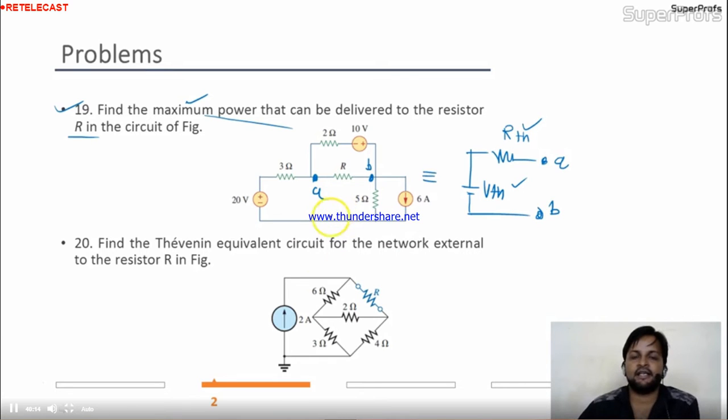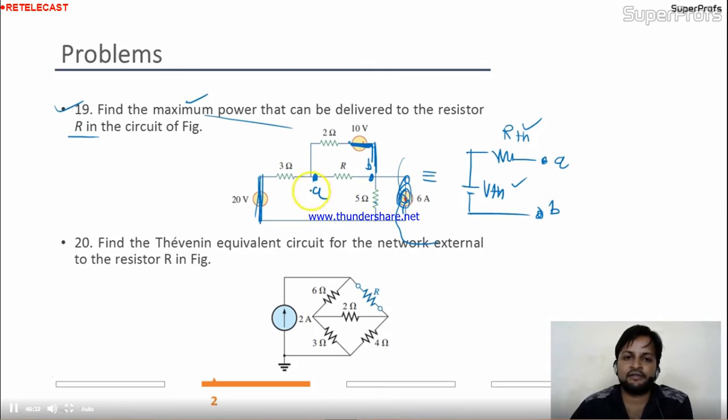For the RTH I need to turn off all the independent sources working in the circuit. Here I'm having the voltage source, I'll short it. Here I'm having the current source, I'll open it. Here I'm having the independent voltage source, I'll short it. So my circuit becomes like this, this is the open branch. So this 5 and this 3 are connected in series. So your circuit is like this, this is R, and we have to remove this R actually, because this is the open circuit equivalent resistance kind of thing.